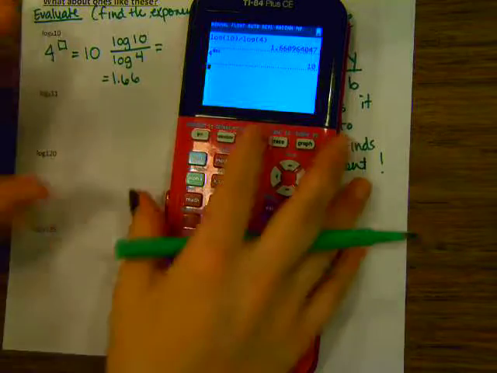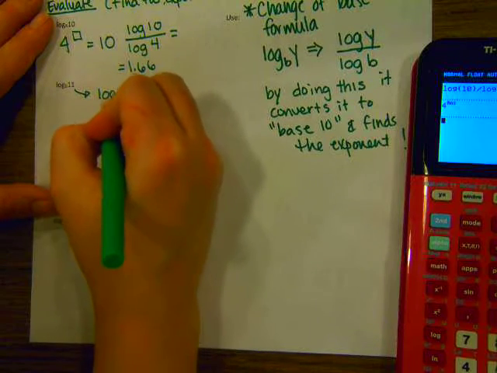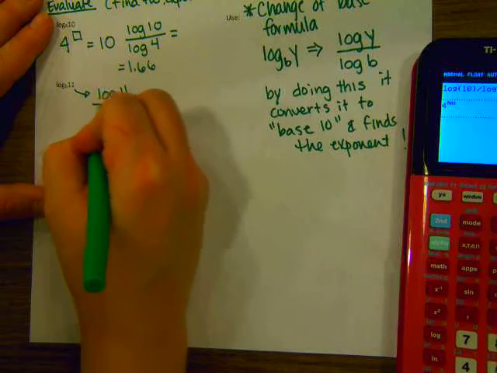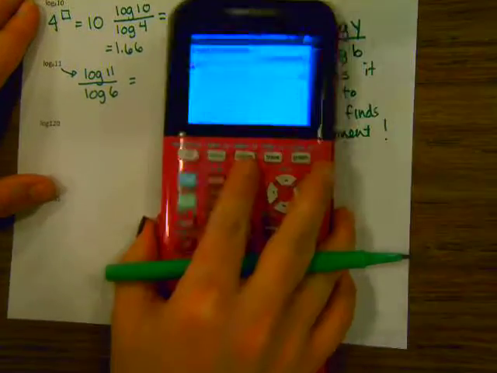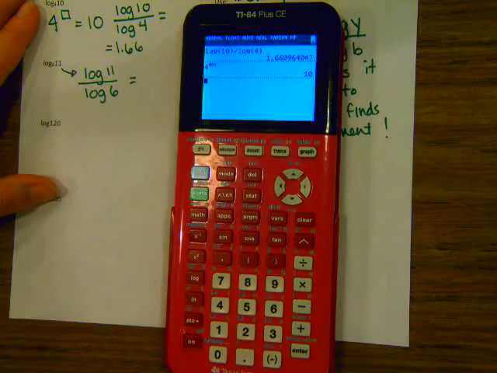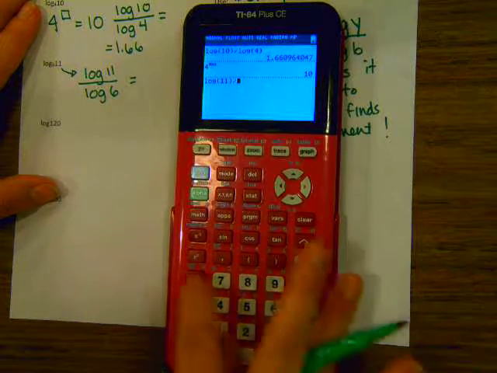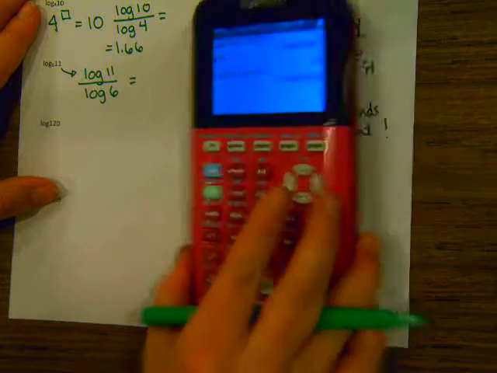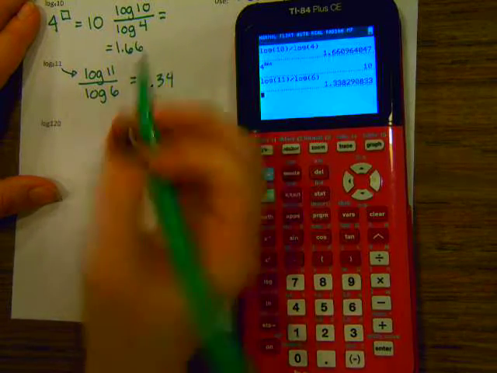It's the same thing for any ones you can't figure out, okay? If you get a calculator, you can do the change of base. It will convert it for you to a base of 10 automatically, and it will find the exponent. So here, I could do log 11 divided by log 6. Log 11 divided by log 6. And that exponent is about 1.34.